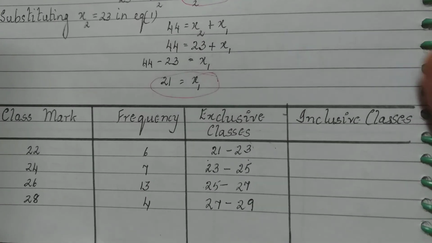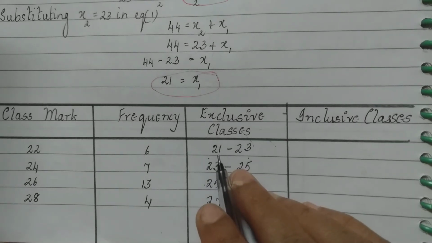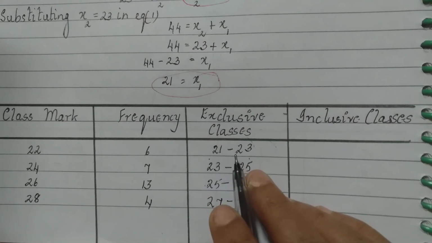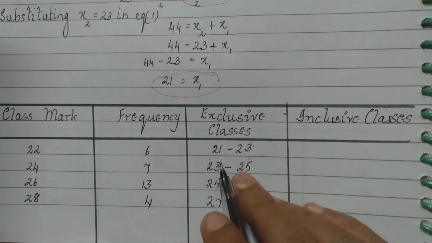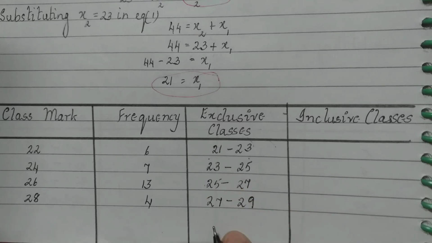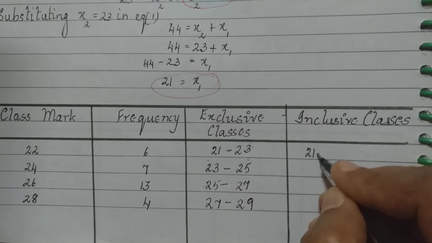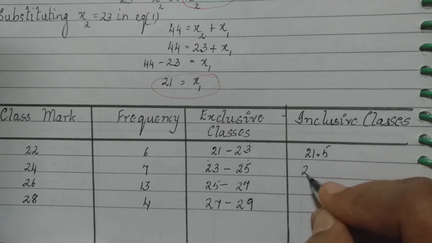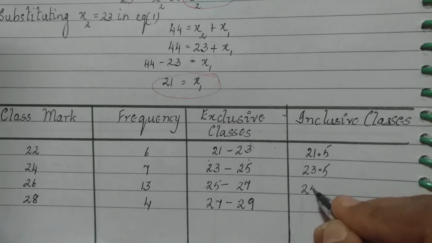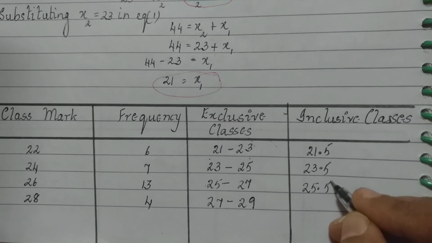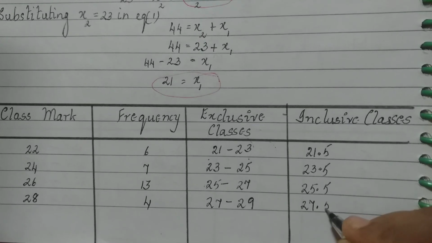Inclusive classes we do as we did in the previous sub question. What did we do? To the lower class limit we add 0.5, and from the upper class limit we subtract 0.5. Now to all the lower class limits let us add 0.5. So this becomes 21.5, 23.5, 25.5 and 27.5.